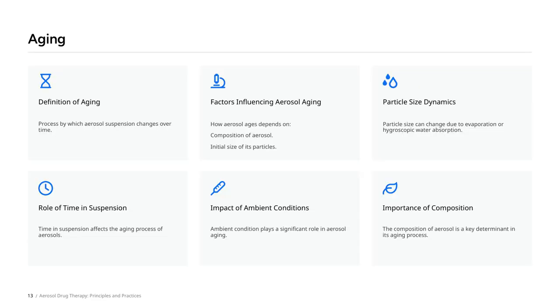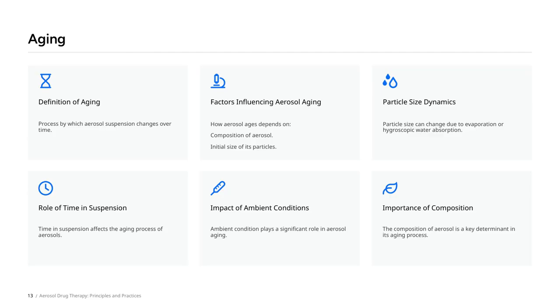patients. Let's talk about the aging of aerosol drug therapy and how its composition plays a crucial role in this process. The specific makeup of an aerosol directly influences how it changes over time, affecting its efficacy and safety. Ambient conditions are also significant. Things like humidity, temperature, and air quality can accelerate or slow down the aging process. So, when aerosols are in suspension, the environment around them matters a lot.